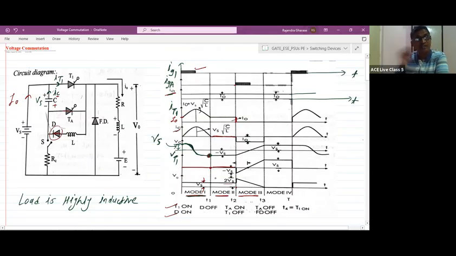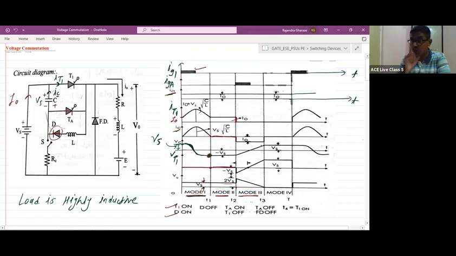As IC is a constant current, what about the VC? VC is 1 by C integration of IC dt. IC is constant, so the integration of that constant term is a ramp signal, that is t. In signals and systems, you might have seen the impulse signal, step, ramp signal, parabolic signal, etc. So t indicates a ramp signal. That's why the voltage across the capacitor changes linearly.